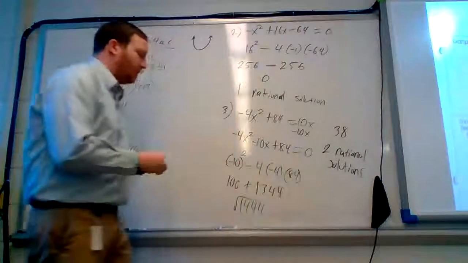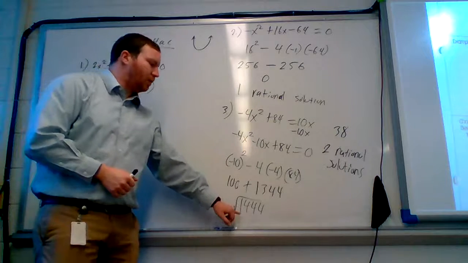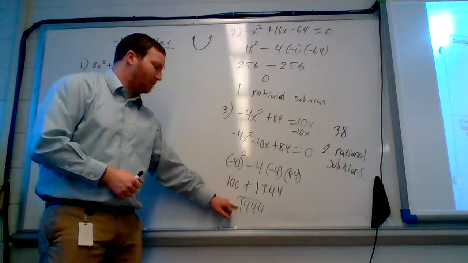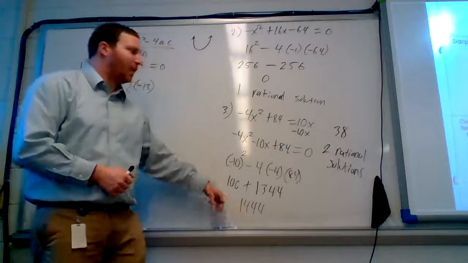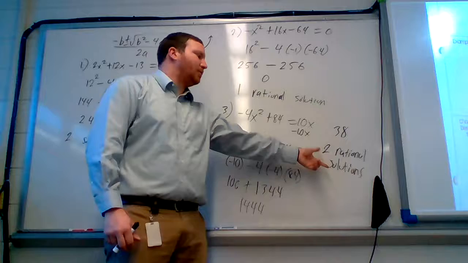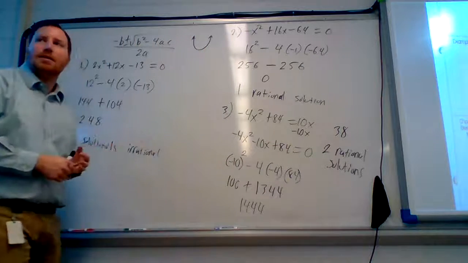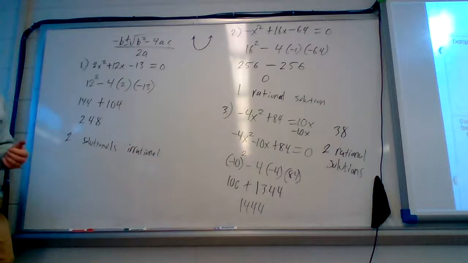Okay. So again, we don't really have to take that square root. I just wanted to check and make sure it was a perfect square. And when I did that, I got 38, so it was a true perfect square. And that tells me that I've got 2 rational solutions.